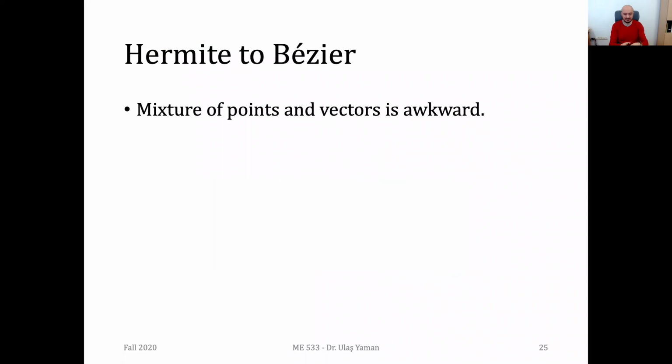So let's have a look at the transition. Up to now, we discussed Hermite curves. We will switch to the Bezier curves by using the fundamentals of Hermite. In Hermite, we have 2 points and 2 vectors, right? But it's quite weird. Why do we have vectors and points at the same time? Why don't we just have points to represent the splines? What happens if you just have control points instead of some control points and some control vectors? That will be much easier.